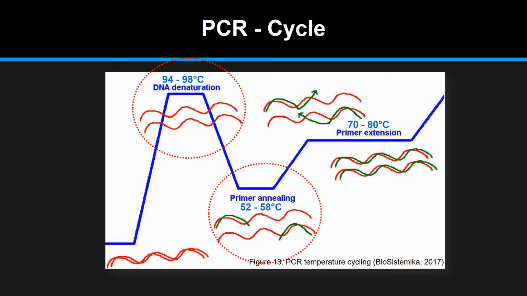After that, the system is again heated up, this time to 70-80 degrees, and elongation or primer extension starts. Elongation is the DNA synthesis per se. And this happens due to the presence of the heat-stable DNA polymerase that catalyzes the binding of new nucleotides onto the template strand following the coding initiated by the primers.